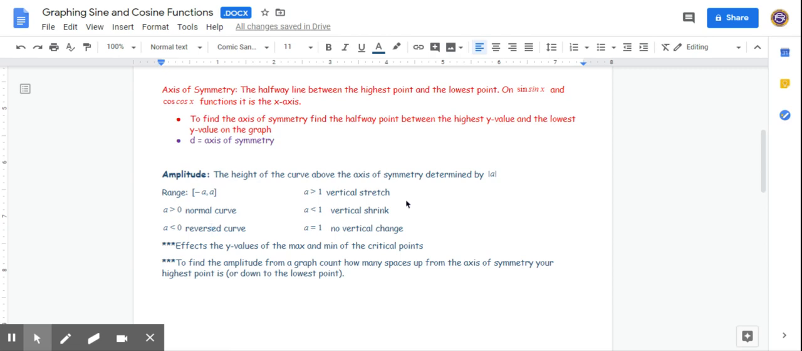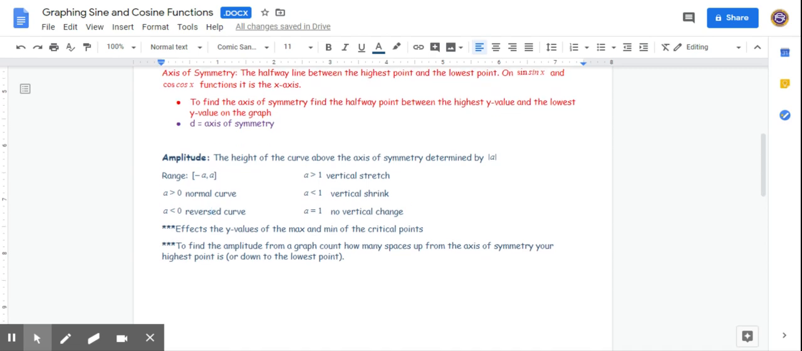And it does represent the highest point and the lowest point. So it's going to affect the y values of the maximum and minimum of the critical points. We'll get more into that when we talk about graphing. And to find the amplitude from a graph, count how many spaces up from the axis of symmetry your highest point is. Your axis of symmetry is halfway between your 2 points, so that way it should divide up and down equally.